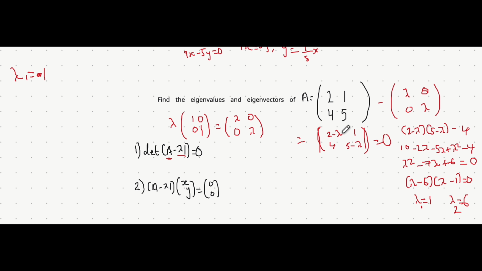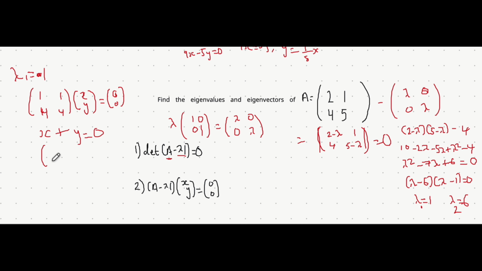A minus lambda I becomes, well, 2 take away 1 is 1. 1 just stays as itself. 4 just stays as itself, and then 5 take away the lambda value of 1 is just 4. All multiplied by x, y. Again, because we're dealing with 2x2 matrices, we multiply by just x, y. And that equals 0, 0. That allows you to form two expressions. First of all, 1 times x is x, plus 1 times y is y, and that's equal to 0. If you form the other expression, you'll see that 4x plus 4y equals 0, but that gets you the same solutions as this one, so we don't really need to include it.